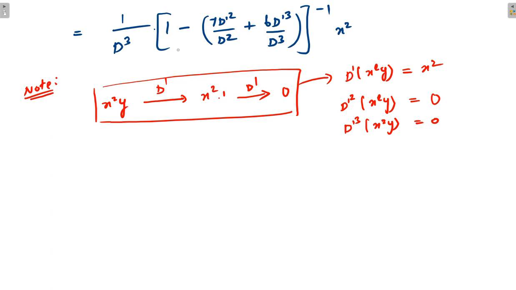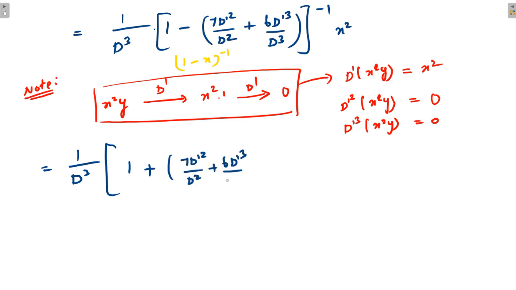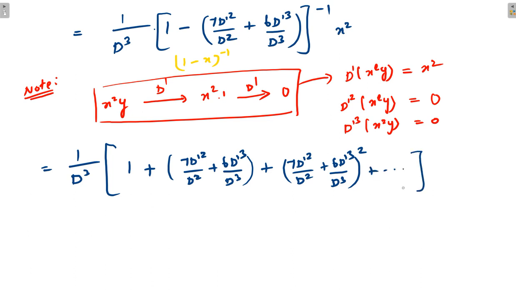And also, here this term is like 1 minus x whole power minus 1. Now I am going to apply the formula for 1 minus x whole power minus 1. So from that you will get 1 by D power 3. If you apply the formula, you may get 1 plus 7D' squared by D squared plus 6D' cubed divided by D cubed, plus 7D' squared by D squared plus 6D' cubed divided by D cubed, whole squared, and so on. You may get like this.